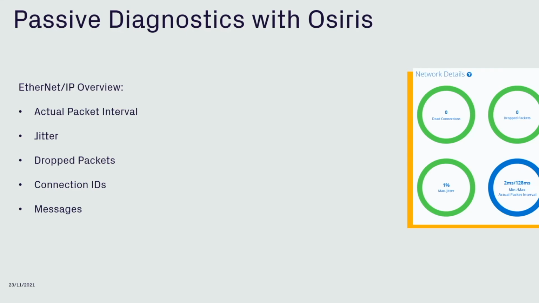Yeah, so here you see some examples for Ethernet IP. We can see the actual packet interval, that's the cycle time, how often do we get messages. And in the jitter, there's a variation of these messages, so we want to have that compact and accurate as possible. We can also see the dropped packages, connection IDs, what type of connections do we have, and also the information in the messages and also the alarms. So that gives you a good insight into the communication of the Ethernet protocol.